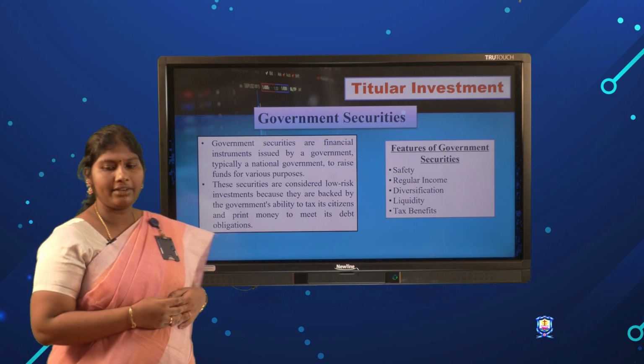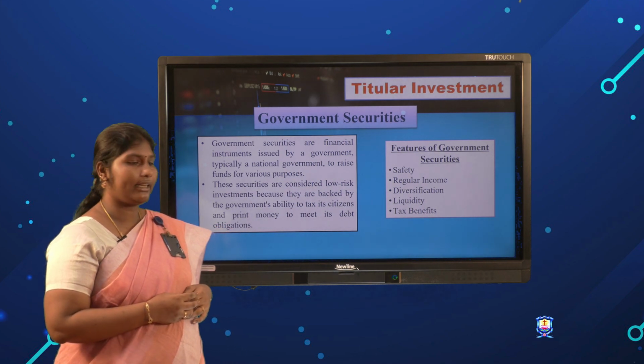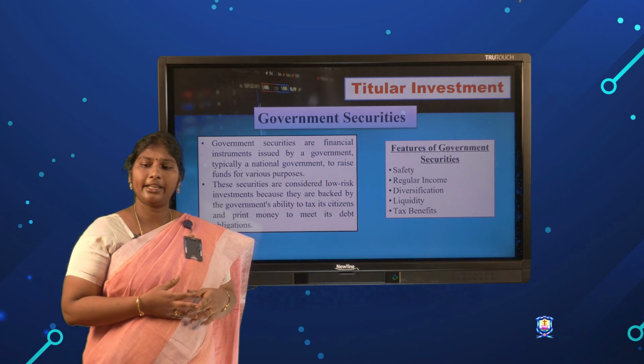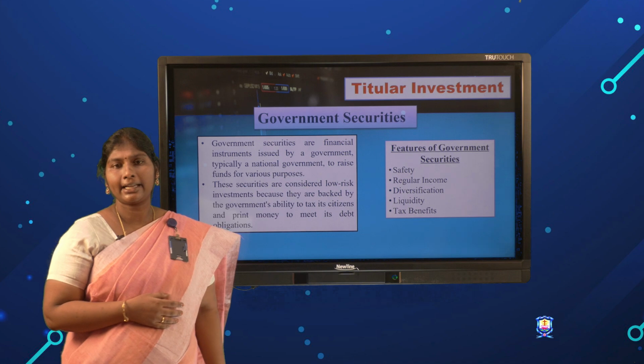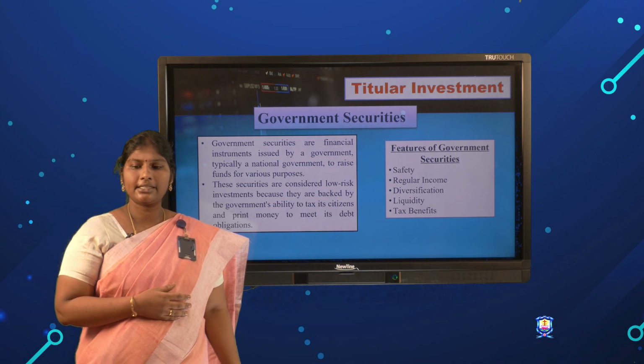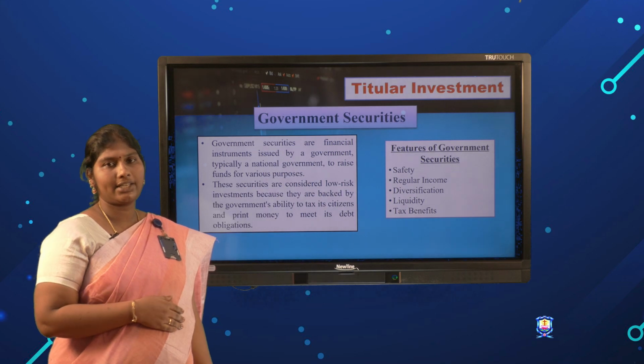The next one we have is liquidity. These securities can be easily bought and sold in the secondary market, ensuring liquidity for investors. The last one we have is tax benefits. Certain government securities offer tax benefits such as tax exemption on interest.